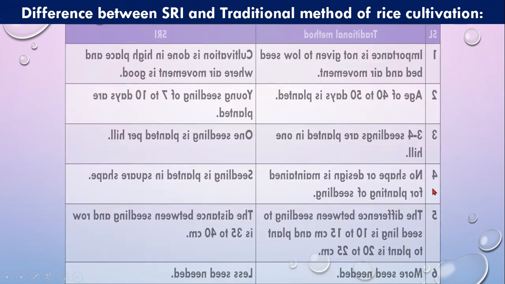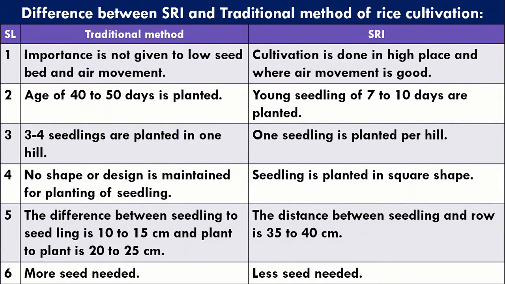Now, as you can see, this is the difference. I tried to draw, for your attention, the difference between the traditional method and the SRI method, because this is why the farmer changed from the traditional method to the SRI method. If you see this difference, you can understand easily. First, in the traditional method importance is not given to a raised seed bed and air movement, but here cultivation is done in a high place where air movement is good.